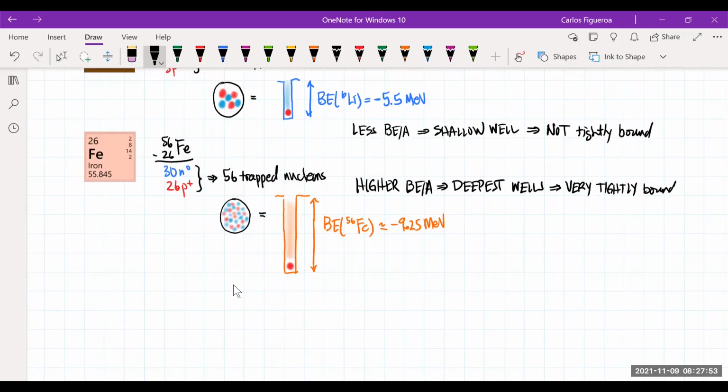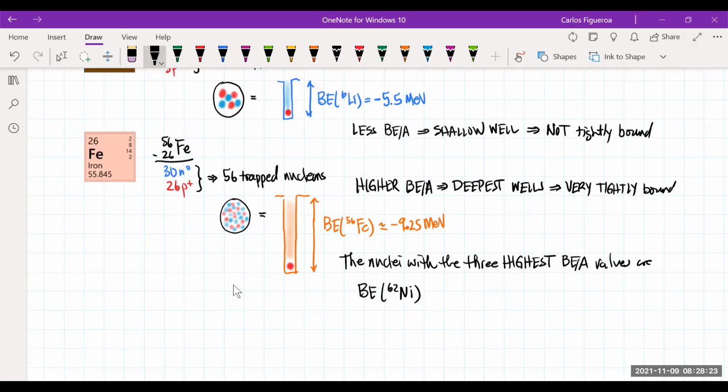the nuclei with the three highest binding energy per nucleon values are, check this out, the tightest nuclei is actually nickel.